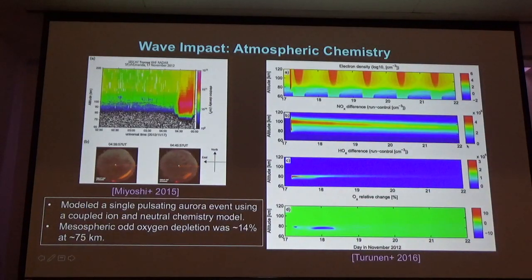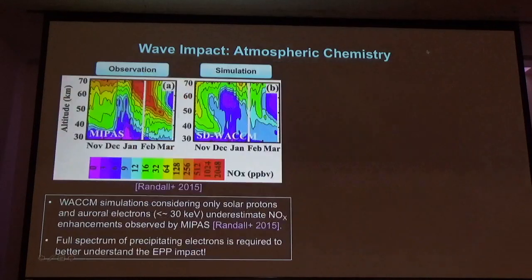Truman et al. 2016 modeled one of the pulsating aurora events, which I introduced before, using an ion and neutral chemistry model. This shows the enhancement in the electron density caused by the pulsating aurora, which led to the enhancement in the NOx and HOx concentration, ultimately leading to the depletion of the ozone by 14% at 75 kilometers. And there are more examples.